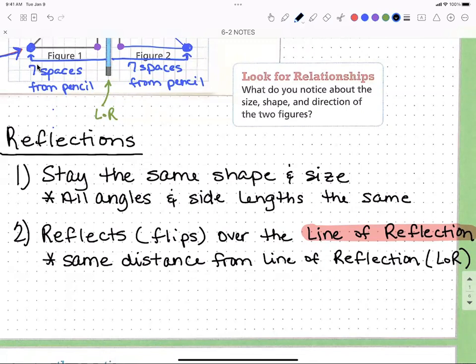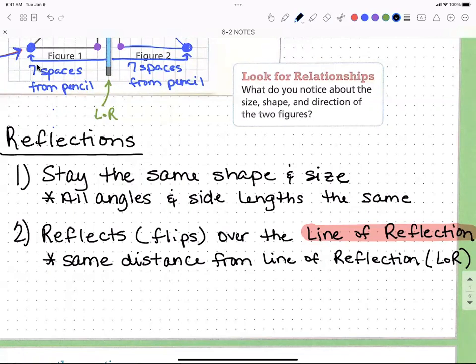All right, so reflections, there's a little bit of similarity and a little bit of difference with translations. The first thing there under reflections says they stay the same shape and size. That was the same as yesterday, right? They stay the same shape and size, and that means all angles and all side lengths are the same. Okay, they don't get bigger, smaller, they don't change shape or size in any way. Number two is that they reflect or flip over the line of reflection.